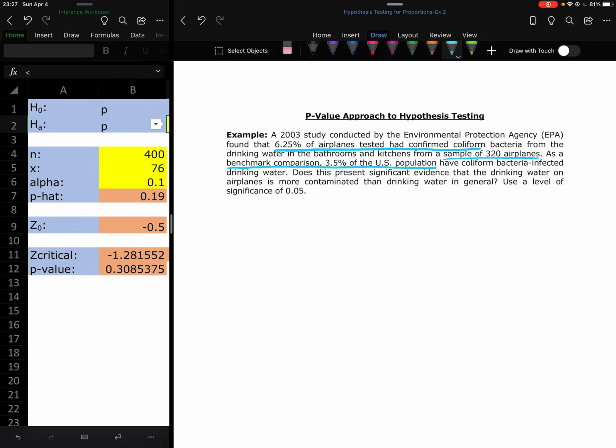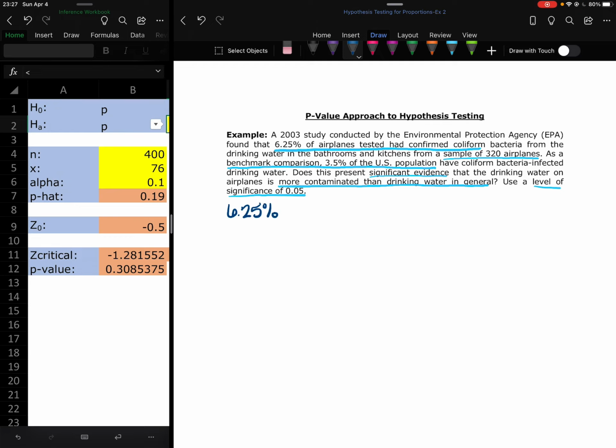Is this significant evidence? That's my key that this is a hypothesis test. So remember, we're looking for evidence to reject. So significant evidence is what tells me that this is a hypothesis test. Is more contaminated than drinking water in general. And a level of significance of 0.05. So I have 6.25%.